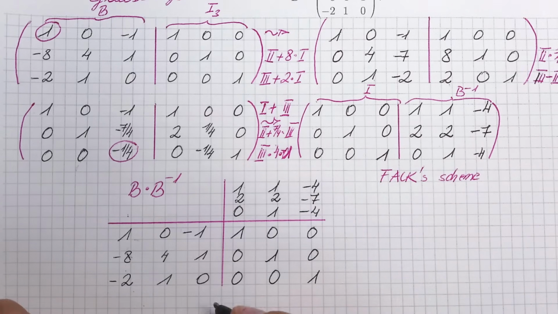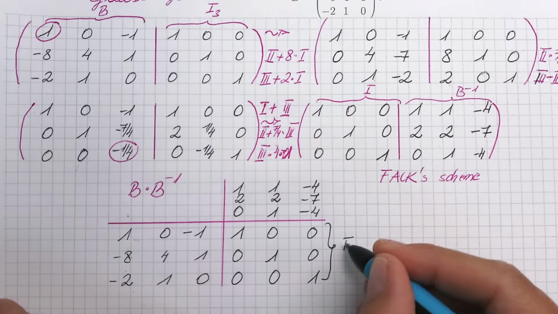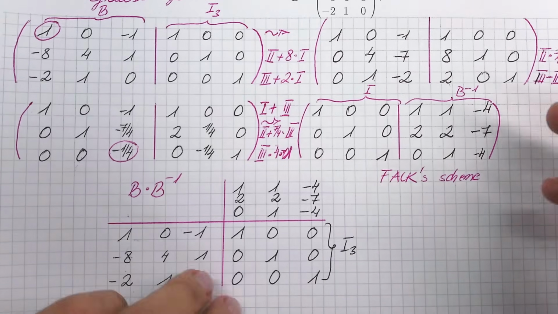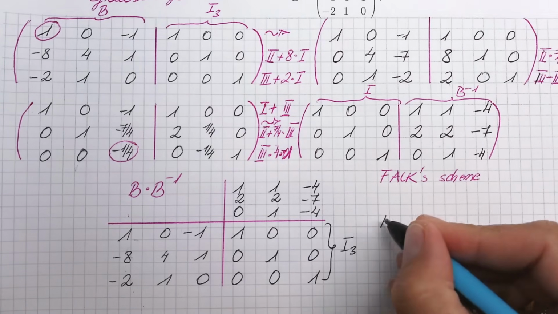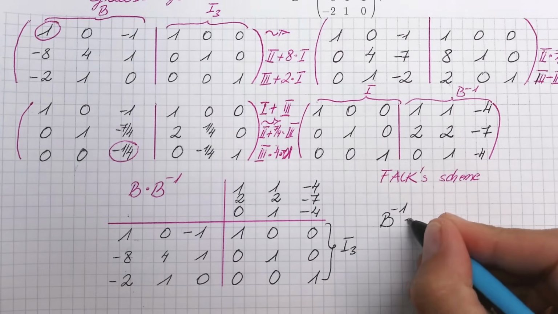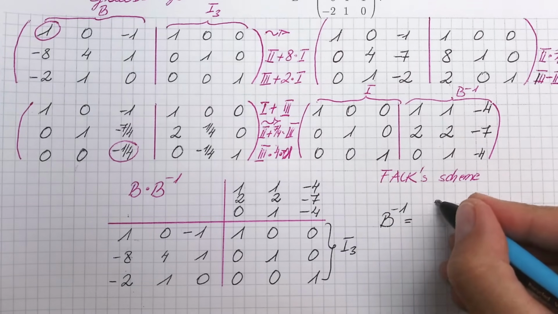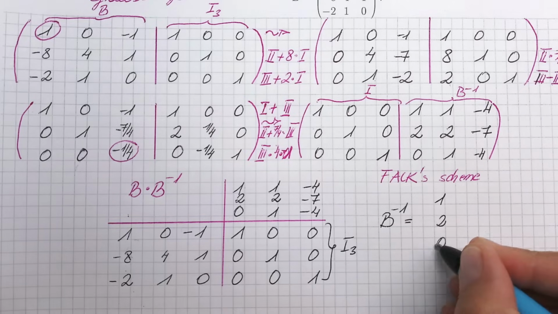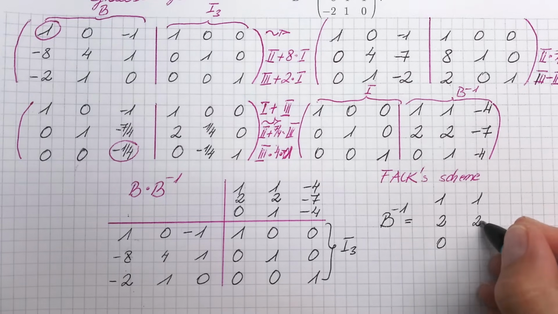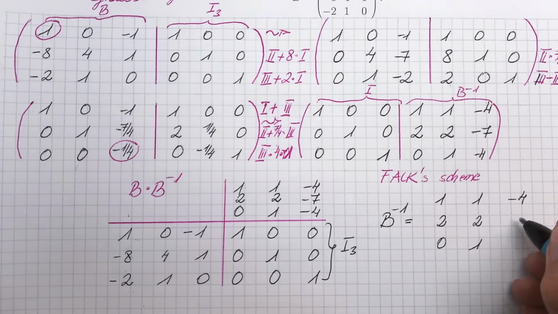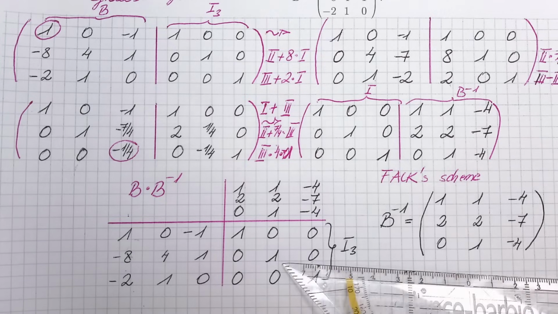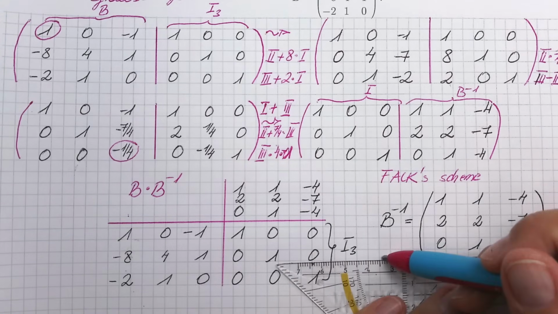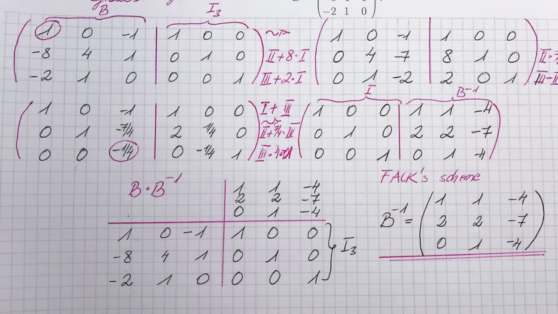Here we have the identity matrix again, I3, and therefore we say, okay, we found it indeed. Our matrix B to the power of minus 1 equals 1, 2, 0, 1, 2, 1, and minus 4, minus 7, minus 4. I know it's a little bit tricky, I have to agree, but if you do this, you will be successful.